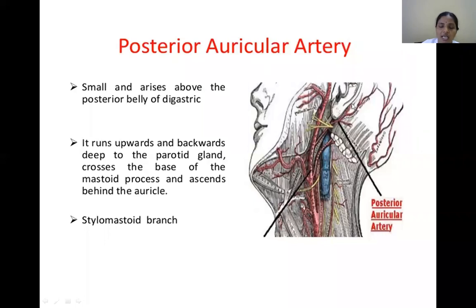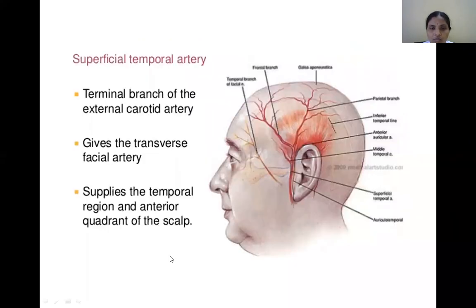Through that stylomastoid foramen, this artery enters into the facial bony canal, where it supplies the facial nerve. Then further it supplies the medullary also. Then after that, it provides an occipital branch, which supplies the posterior part of the scalp. Now this is the smaller terminal branch of the external carotid artery.